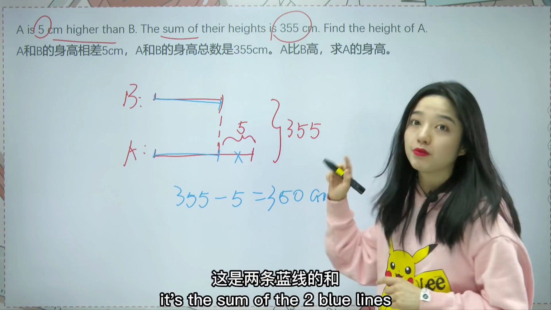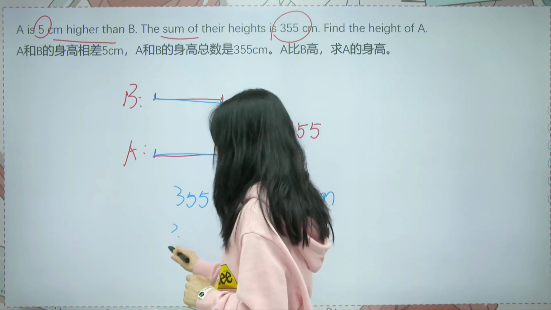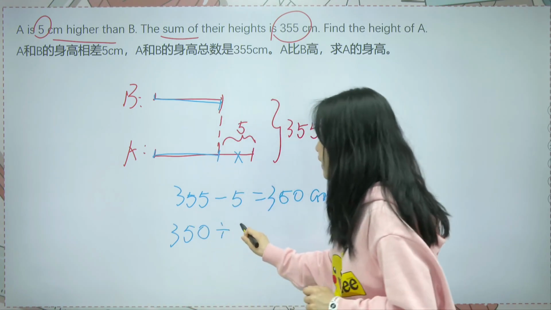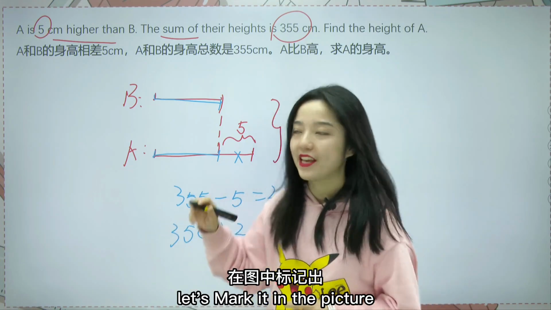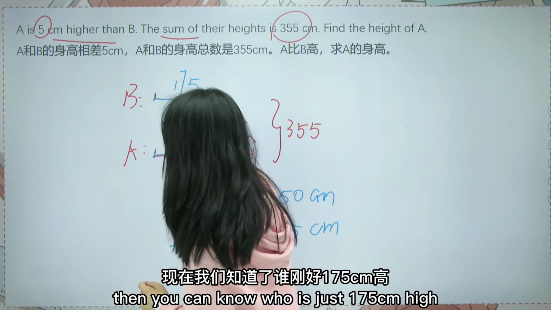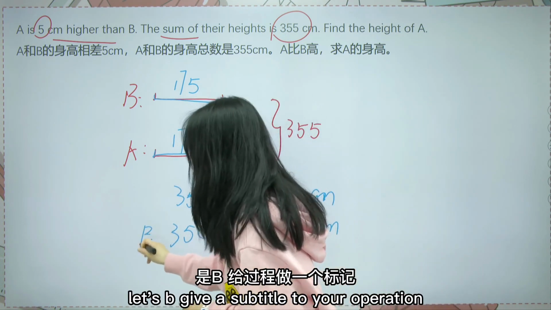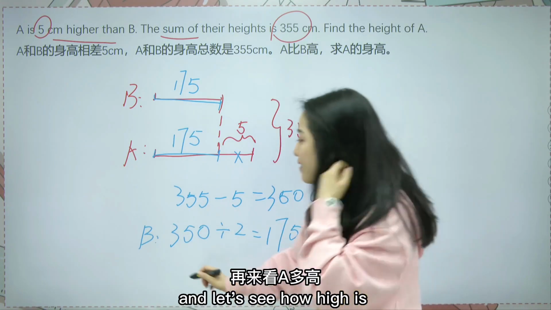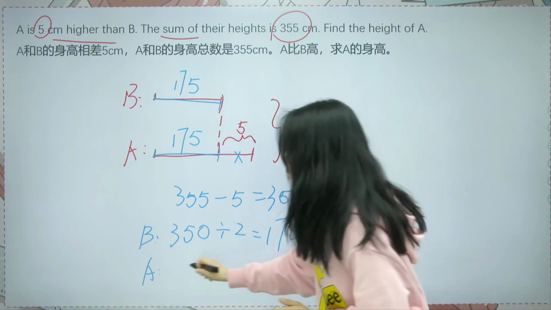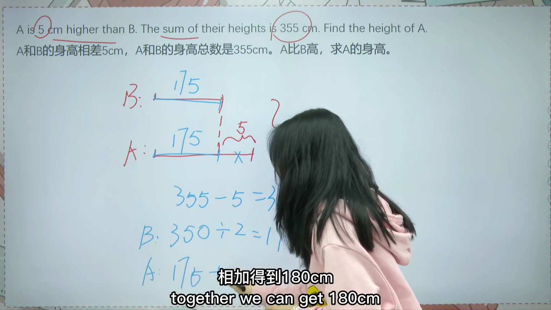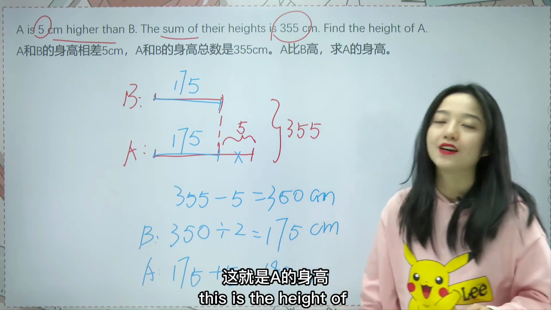It's the sum of the two blue lines. Because they are equal, we can divide the total by 2 to find each. It should be 175 centimeters. Let's mark it in the picture. Then you can know who is just 175 centimeters high. It's B. Give a subtitle to your operation. And let's see how high is A. We just need to add 175 and 5 together. We can get 180 centimeters. This is the height of A.